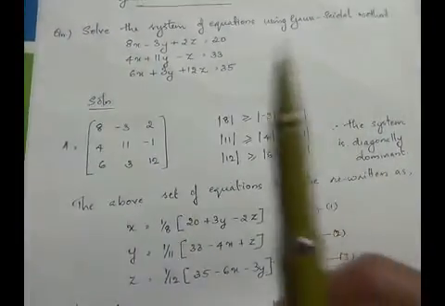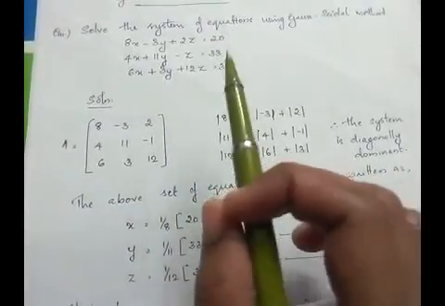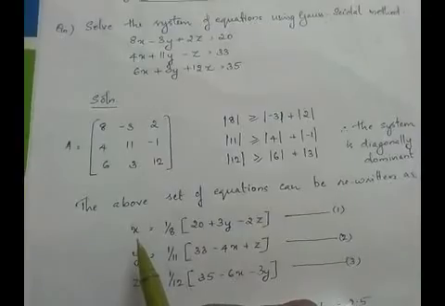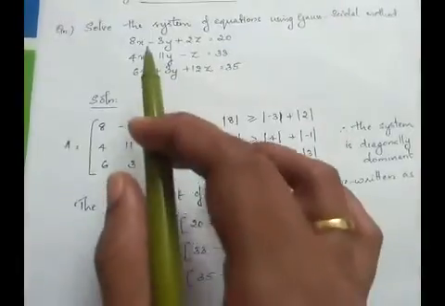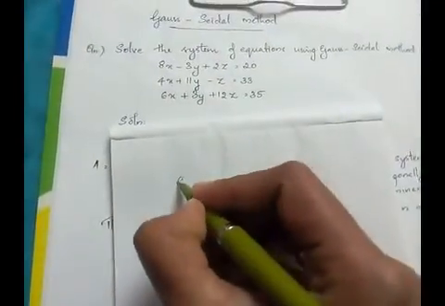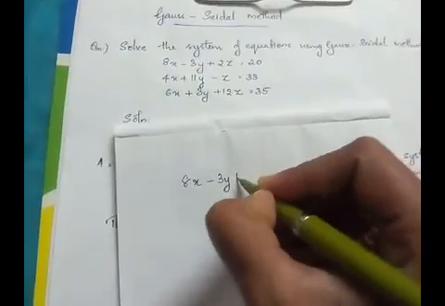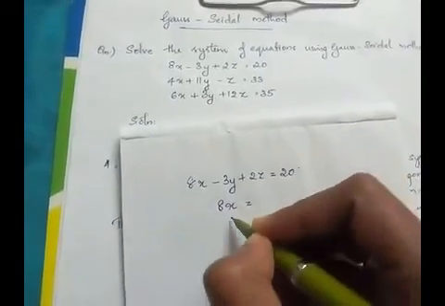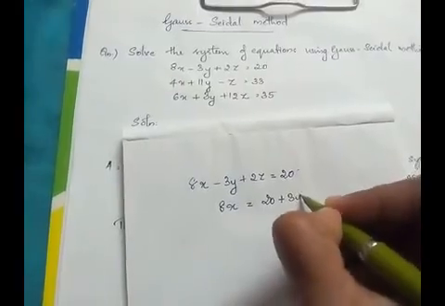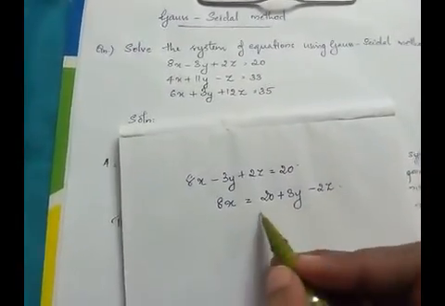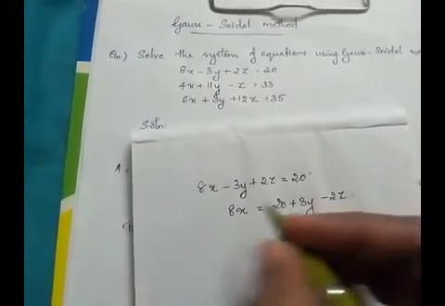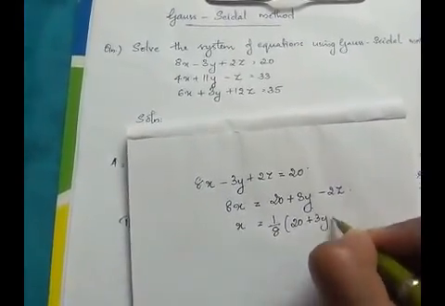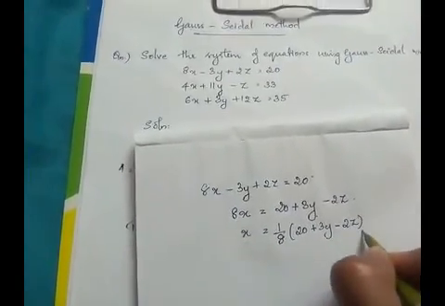That is, from the first equation, 8x minus 3y plus 2z equal to 20, we have to write it in a form such that we get an equation for x. Now look at the given equation. I'll write it once again. We have the first equation as 8x minus 3y plus 2z equal to 20. Now keep the x variable on the left side and take all other variables to the right side of equal to. So we'll get 8x equal to 20 plus 3y minus 2z. Now from that we can say that x is equal to 1 by 8 into 20 plus 3y minus 2z. So we get an equation for x.